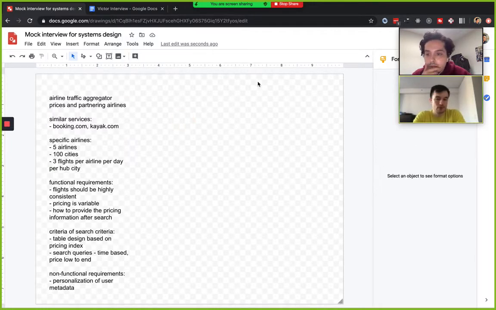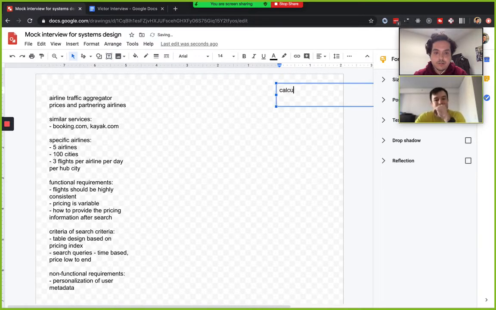So based on five airlines, 100 cities, 3 flights a day. If you do 5 airlines times 100 cities, that's 500. Times 3 flights, that's 1,500. So let's just do a little text box here. Calculations. So we have essentially 1,500 flights a day, right?